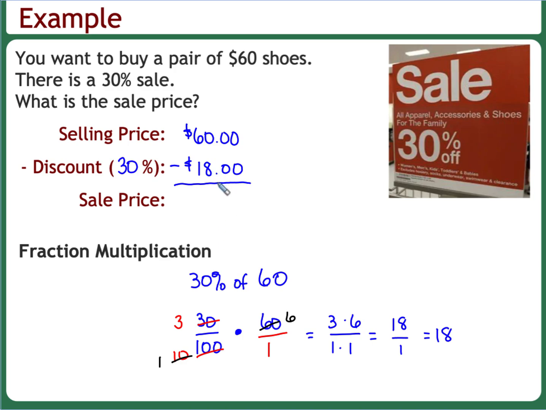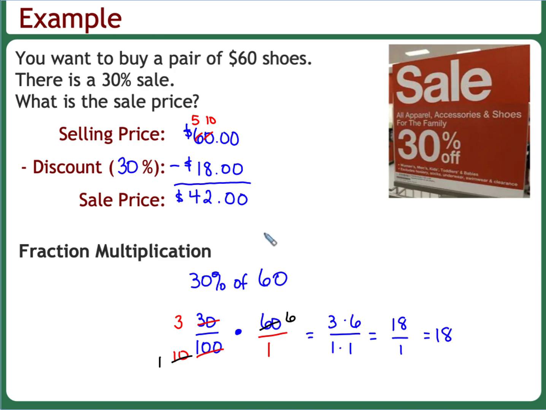After we subtract the $18, we're going to pay the sale price. Doing that subtraction real quick, I need to regroup here, make that a 10, and we get $42. So what we would actually pay is $42, and obviously we'd have to pay tax too, which would make it more, but the sale price is $42.